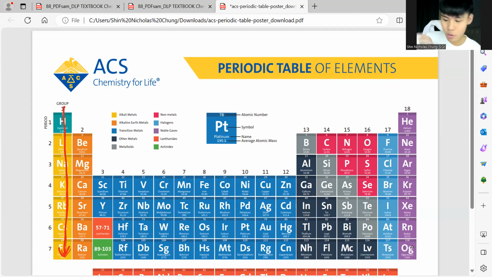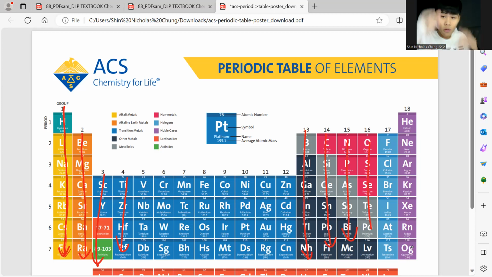So I'm teaching you how to look at the periodic table. This is group 1, this is group 2, this is group 3, group 4, and group 13, group 14, group 15, and so on. This is what we mean by groups. The vertical column, from up going down, is the group.